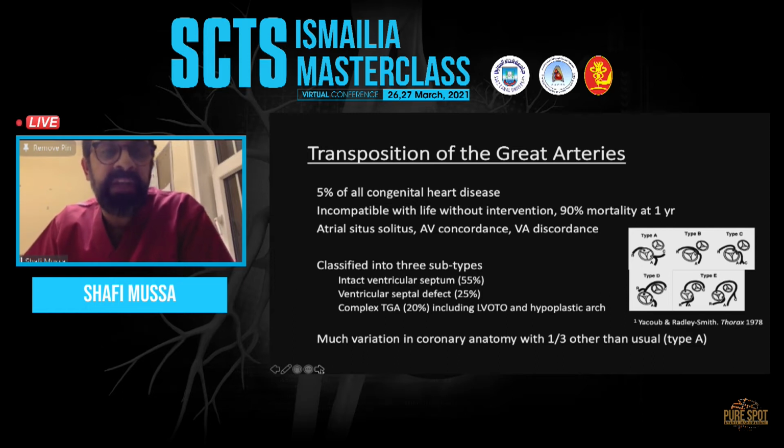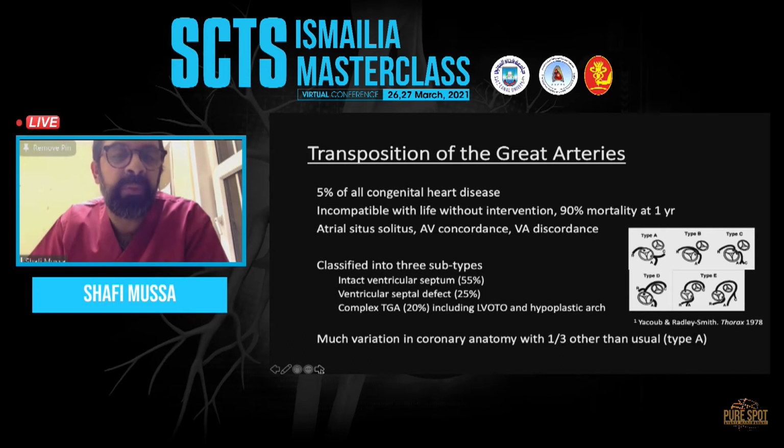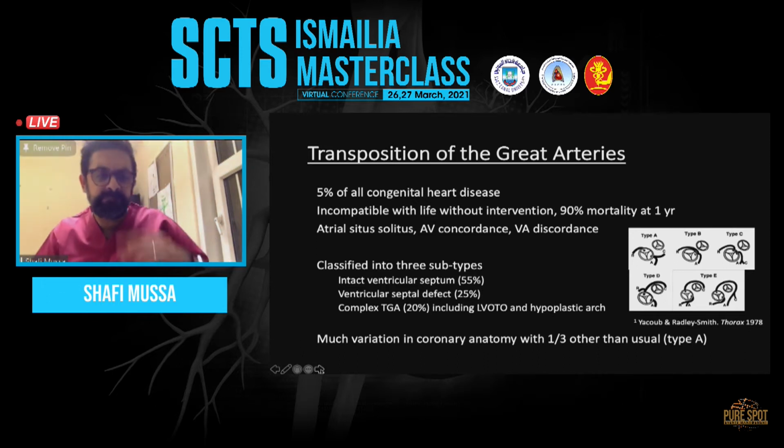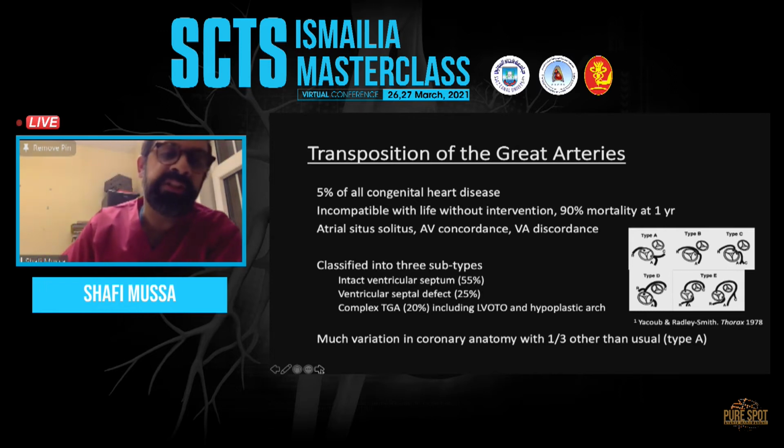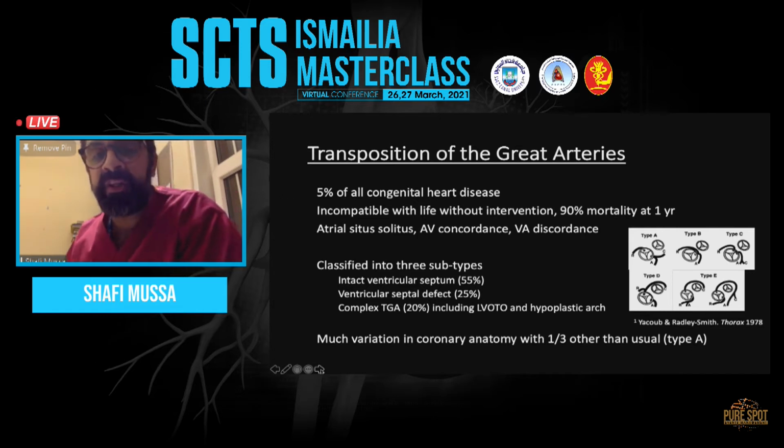There is a surgical classification into three main subtypes: transposition with intact ventricular septum, the commonest type, approximately 55% of all transposition; then transposition with ventricular septal defect, around 25%; and then more complex forms, which include obstruction to the left ventricular outflow tract and also associated arch anomalies. That group forms about 20% of all transposition. There is much variation in the coronary anatomy, and as you'll see from the repair, it is the coronary anatomy which is key.